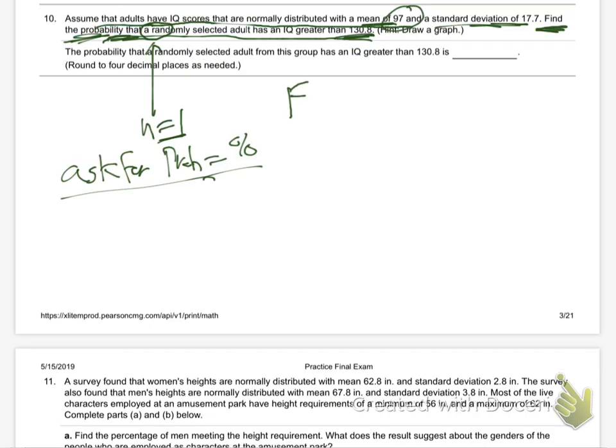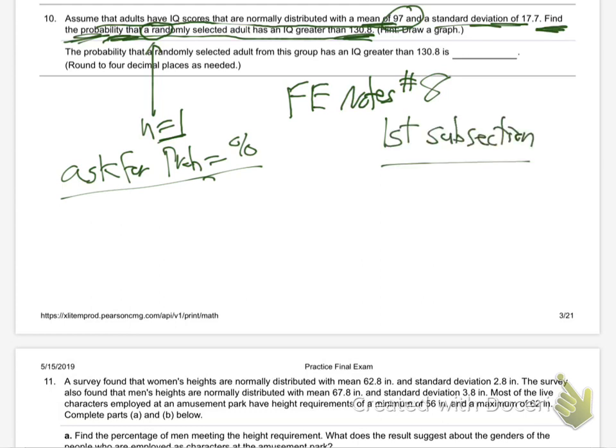So that's final exam, notes number 8, first subsection. I feel like I'm a lawyer here. Notes number 8, first subsection. All right, let's go to number 11.